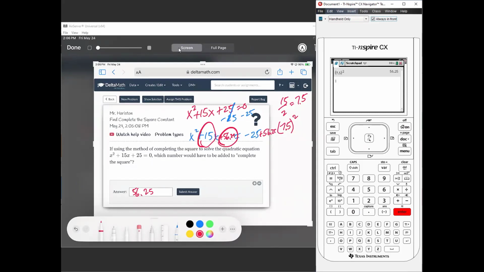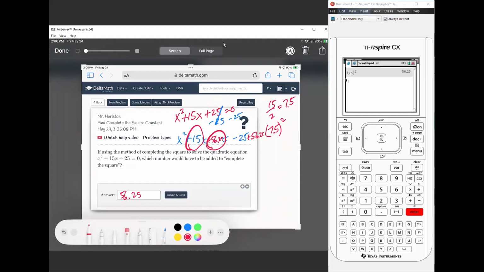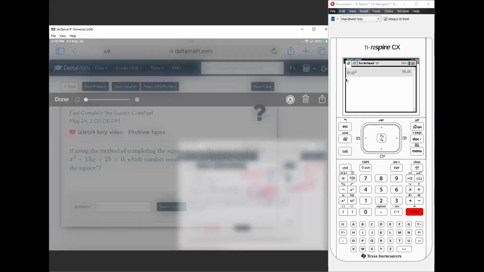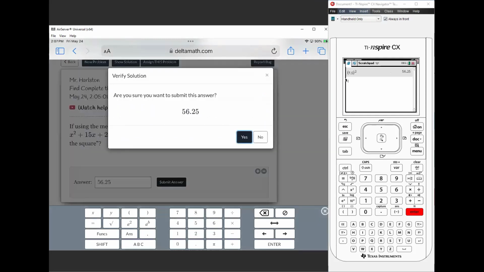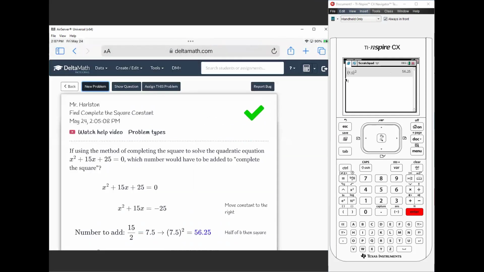Now if I go to the answer box, 56.25 is what I got. Submit it. All right, that's right. So whatever the middle term, the linear term, is, you take half of it, and whatever that number is, you square it. That's what you're going to add to both sides.